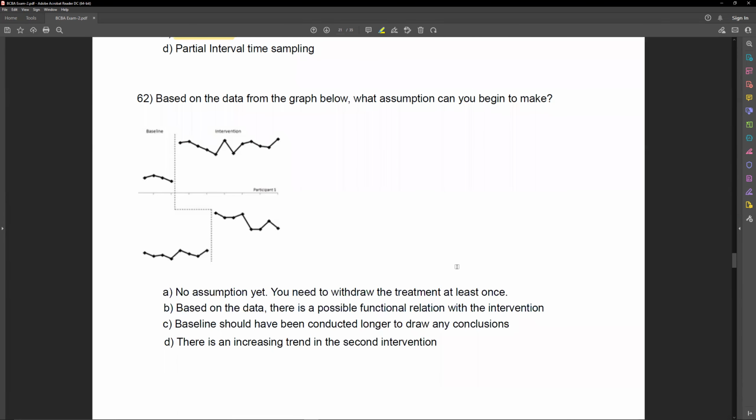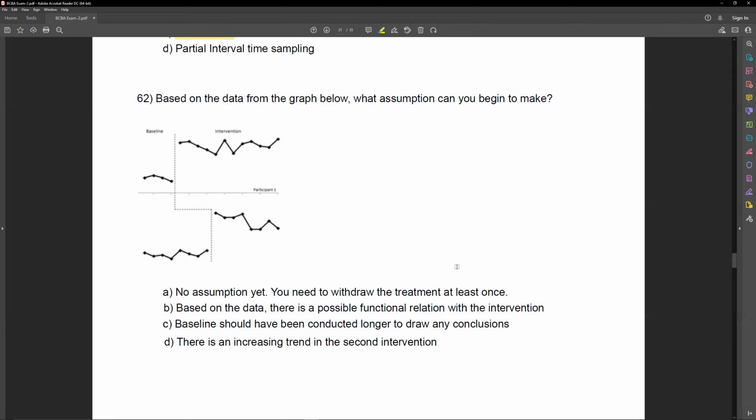62, based on the data from the graph below, what assumption can you begin to make? On the exam, you will be given graph questions. You'll be asked to interpret graphs, okay? Tell us about the graphs, interpret the data, okay? So it's important that you're familiar with your single subject design and your experimental designs.